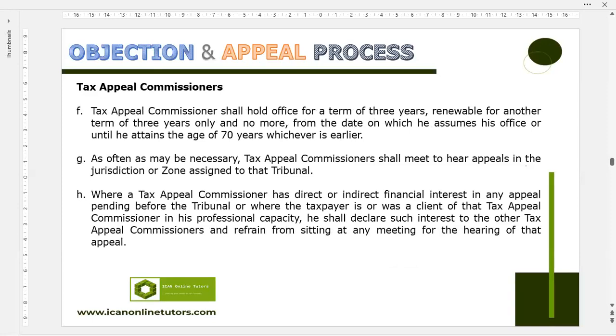Then also, the tax appeal commissioner shall hold office for a term of 3 years, renewable for another term of 3 years only. That is, you cannot do more than first and second term, from the date on which he assumes his office or until he attains the age of 70 years, whichever is earlier. So if he attains the age of 70 years in the second year of office, then the tenure has expired. Are we together? Then also, as often as may be necessary, the tax appeal commissioner shall meet to hear appeals in the jurisdiction or zone assigned to that tribunal.